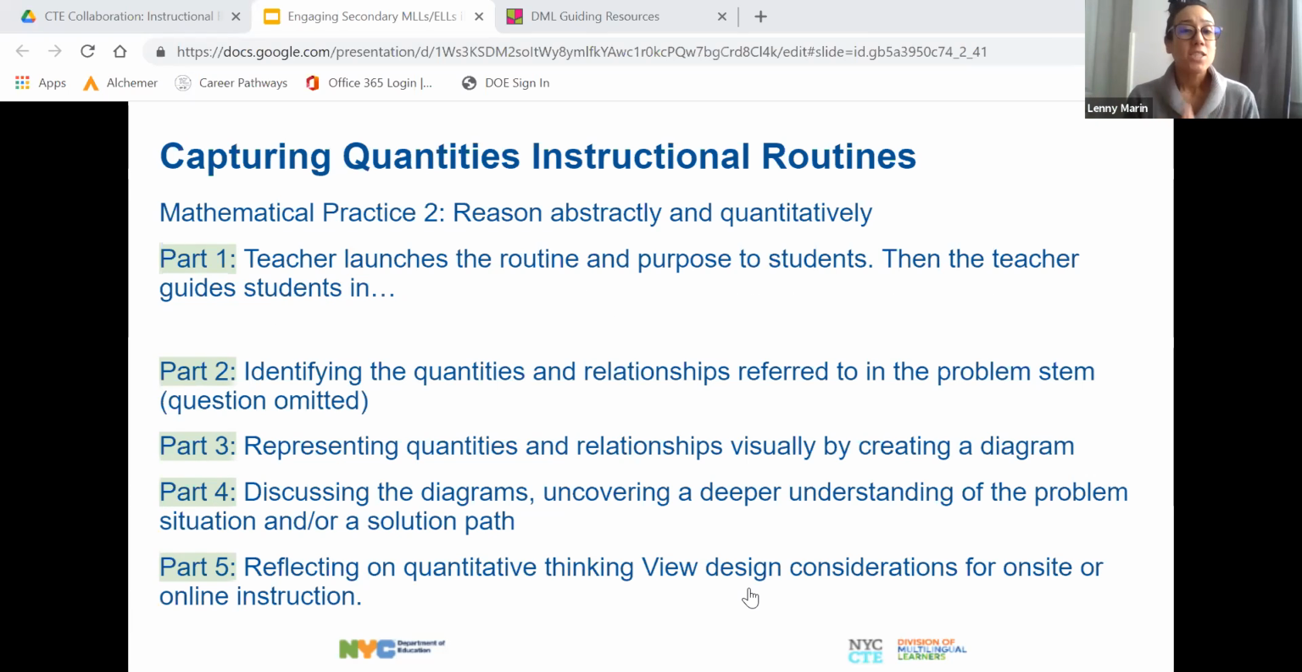Now, as we engage in this routine together, I really want you to jot down any scaffolds that you are seeing that are embedded within the routine, any teacher moves or any instructional moves that you feel support students.